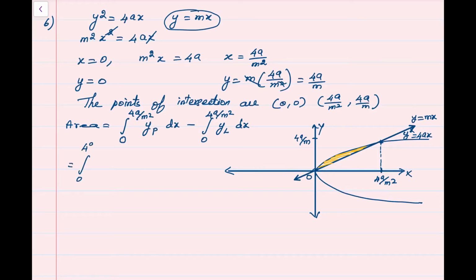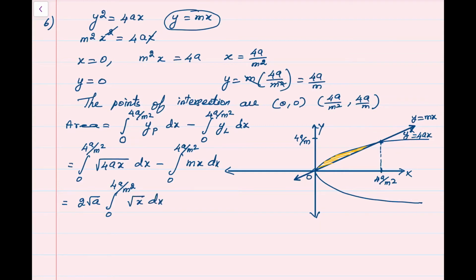Integral 0 to 4a over m square. Y from the parabola equation is root of 4ax dx minus integral 0 to 4a by m square. From line equation y is mx. We will remove the constant terms outside the integral. 2 root a integral 0 to 4a by m square root x dx minus m is a constant, integral 0 to 4a divided by m square x dx.